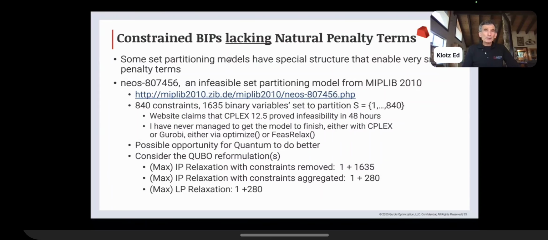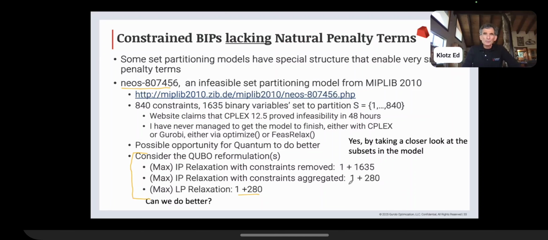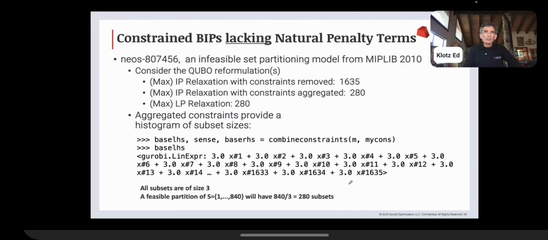All right, so in general, set partition problems lack these natural penalty terms. But sometimes they have special structure that enables very small penalty terms. So here's a MIPLIB 2010 model. I'm not going to go into the details here, but just quickly, the key point is if you go through that drill of going through those different relaxations, you get a penalty of 281. But the point is that going through that drill points you to some aspects of the model that are worth looking at.